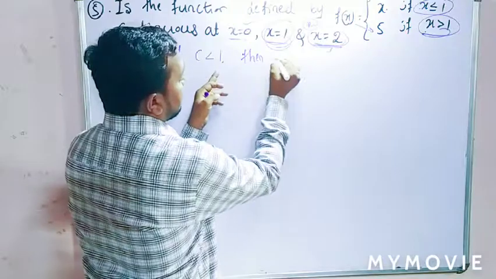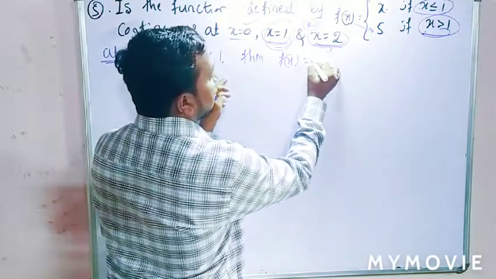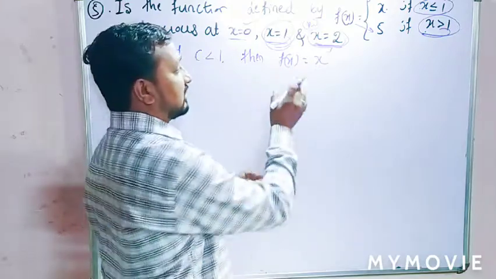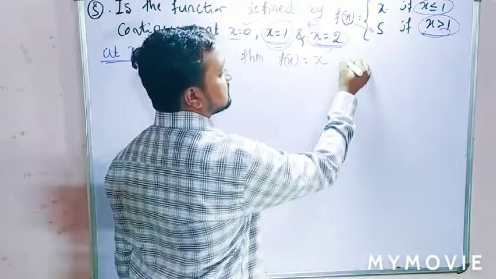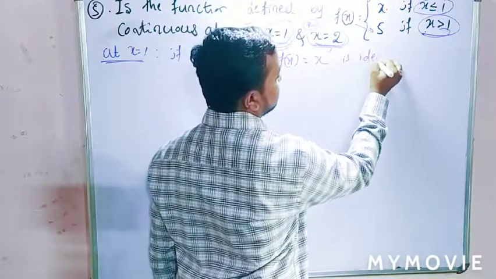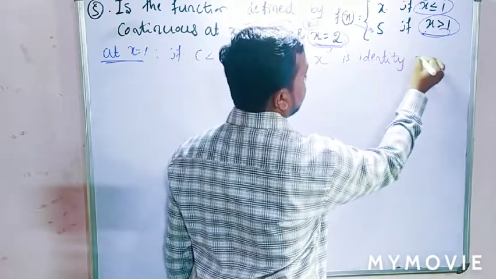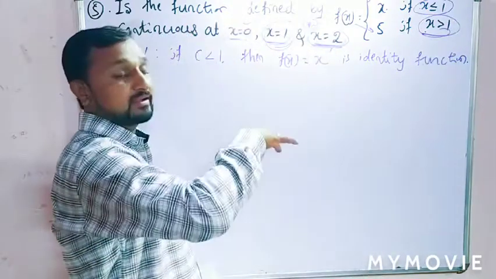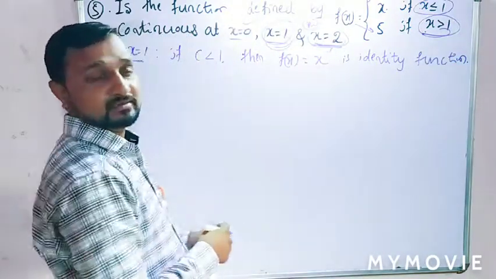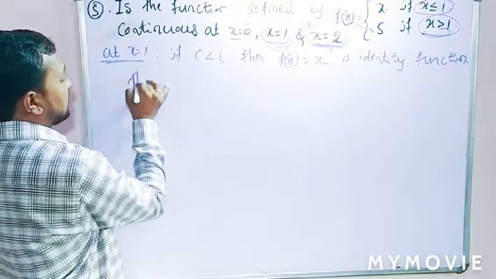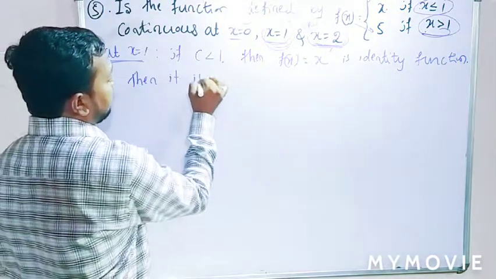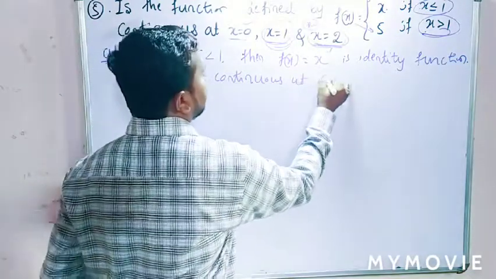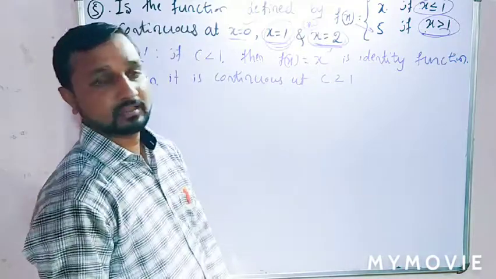Then what is our f of x? f of x should be x. Obviously, you can directly write it, remember this point: f of x equal to x is the identity function. Already we know that every identity function is continuous. Then it is continuous at every real number c less than 1.